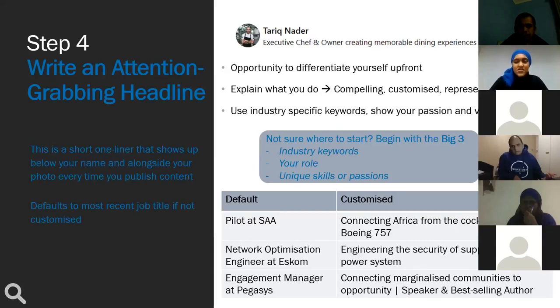I mean, that short sentence is basically just a whole bunch of industry keywords, which a search engine can pick up. It speaks to your role. So engineering is both a unique skill, a role, and an industry keyword. I could also say engineering the security of supply of South Africa's power system, but you want to put Eskom in there because Eskom is another industry keyword. So you can optimize the real estate that you have because it's a very small piece of real estate.